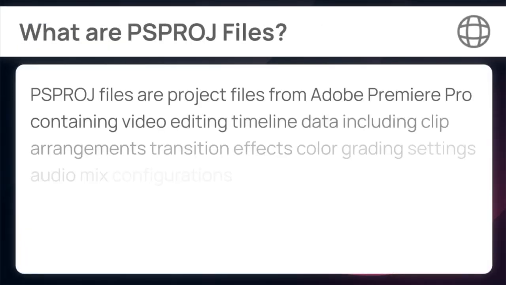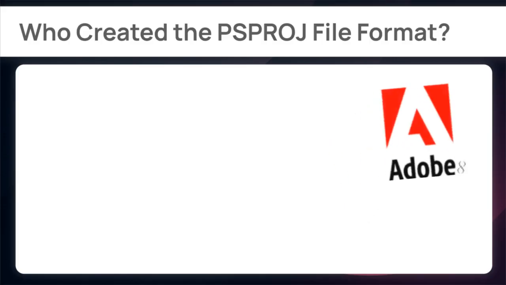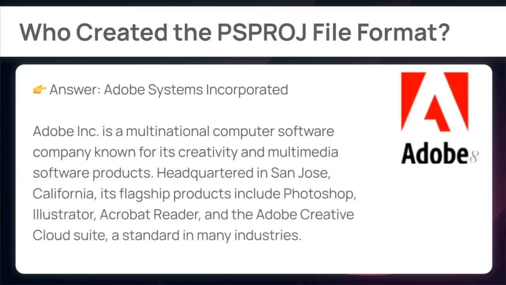PSPROJ files are project files from Adobe Premiere Pro containing video editing timeline data, including clip arrangements, transition effects, color grading settings, audio mix configurations, and sequence definitions. They store the complete editing workspace linking to source media files for professional video production.